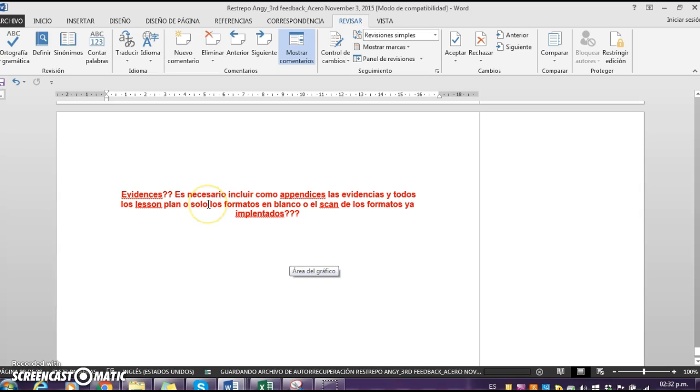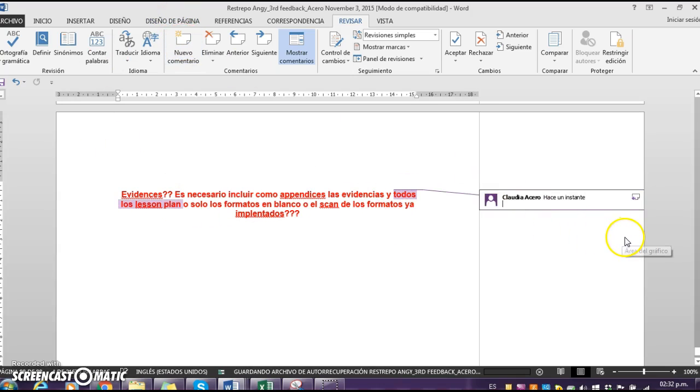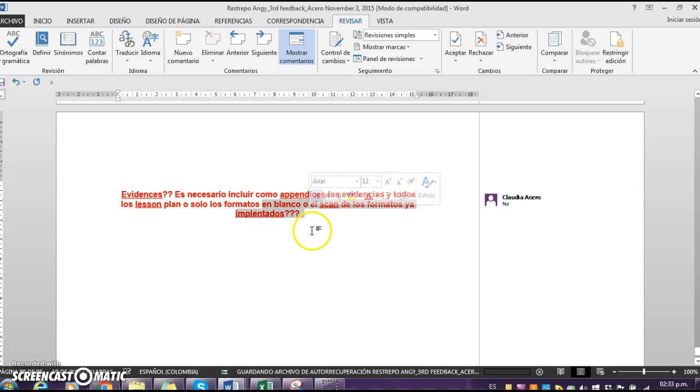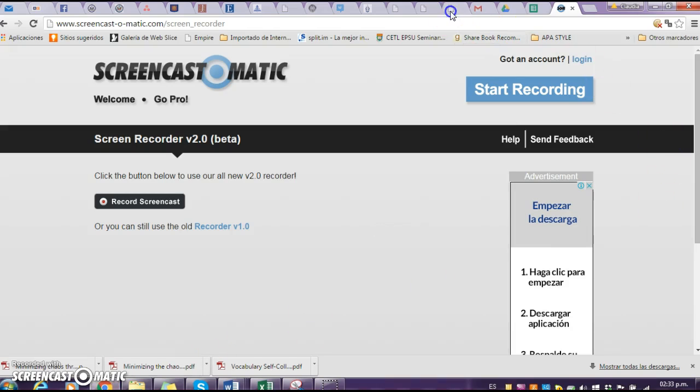Your question is whether it is necessary to include the evidence as an appendix. Of course we need to include it. Of course you don't need to include all the lesson plans. What the reader needs is just to know how to follow the strategy, how to implement it. At a certain moment we need some files, but also we need a lot of evidence.